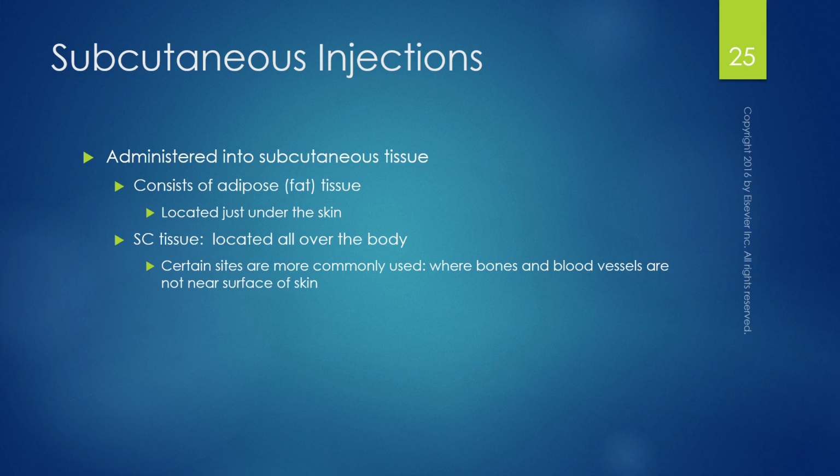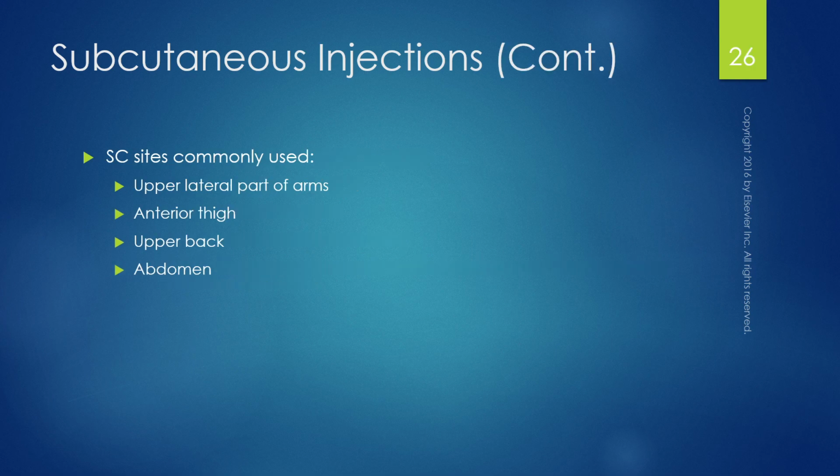So let's start off talking about one of these three different types, subcutaneous injections. You can refer to your skin as cutaneous tissue. So subcutaneous tissue is just the tissue underneath the skin. It's fat or adipose tissue. You have it everywhere. Certain sites are more commonly used than others, where bones and blood vessels are not near the surface. Common sites: upper lateral arms, anterior thigh, upper back, or abdomen.